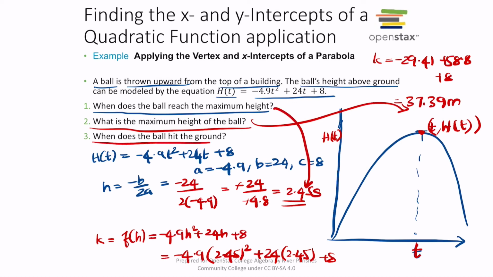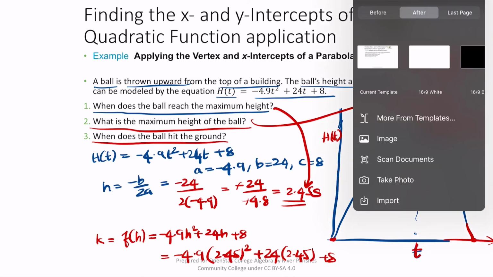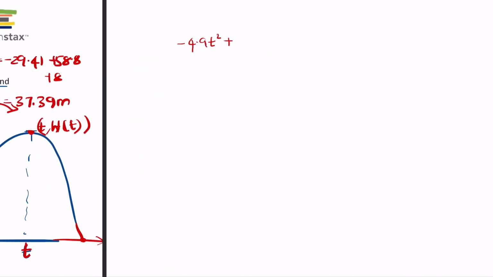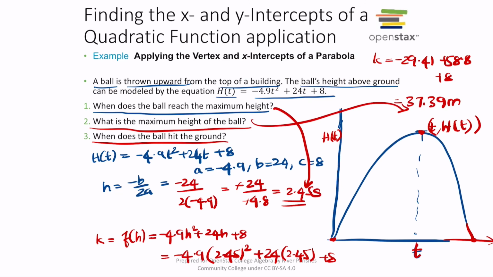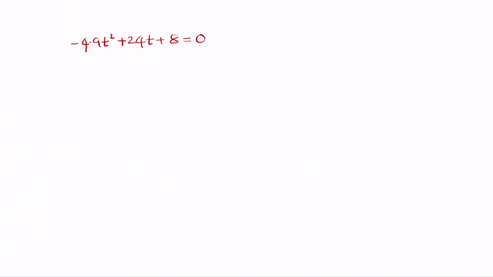Now the next one is, when does the ball hit the ground, is the one that they're asking next. So for that we need to know the end point here. So the end point is, we are basically finding the x-intercepts. So basically take the equation. You have -4.9 t square plus 24t plus 8 equals 0. So we are finding the x-intercept. So we can't solve this directly, so use the quadratic formula.